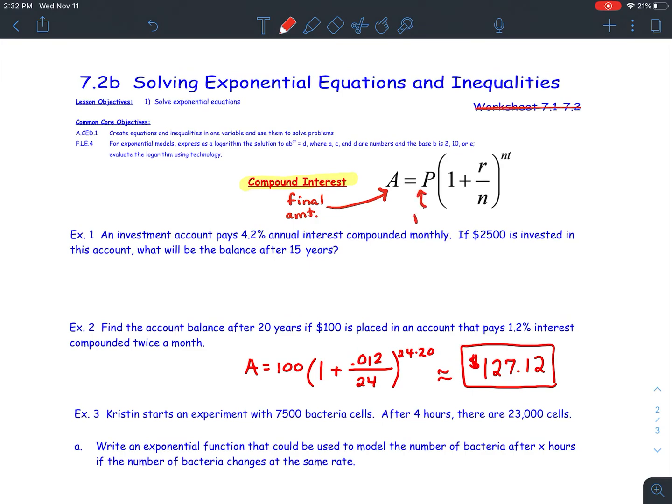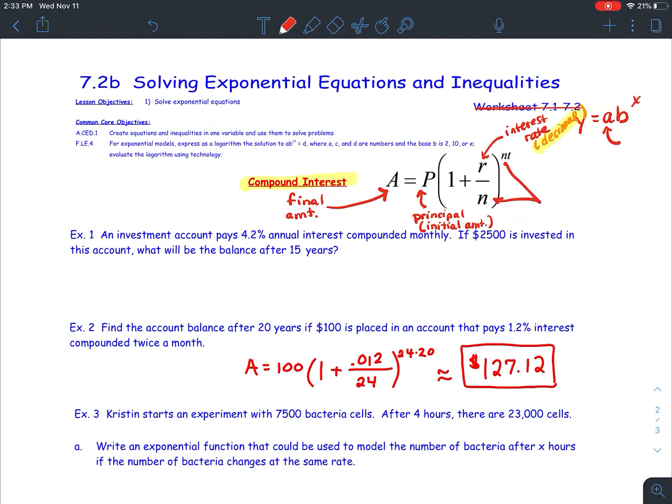The P stands for principal. If you remember in the previous section, when we had the equation y equals AB to the x, we said that A represented the initial population. Principal is a banking term that just means the initial amount, like how much you would have deposited at the very beginning. The R is the interest rate. You may want to make a note to yourself that it's often given as a percentage in the problem. You will need to always convert that into a decimal when you put it into the formula.